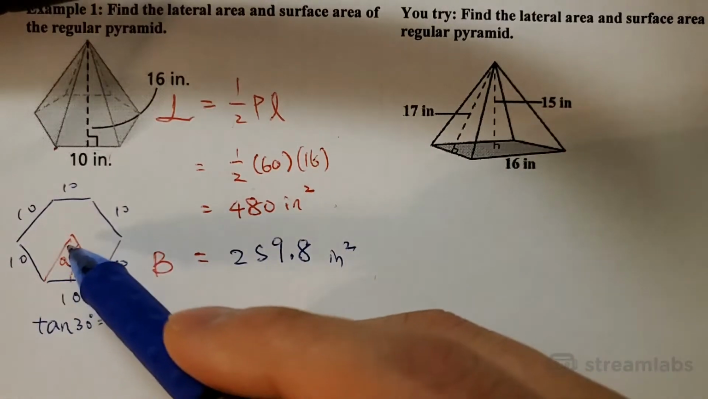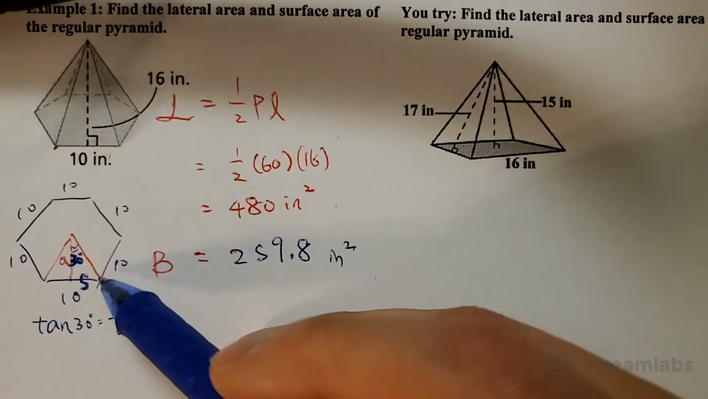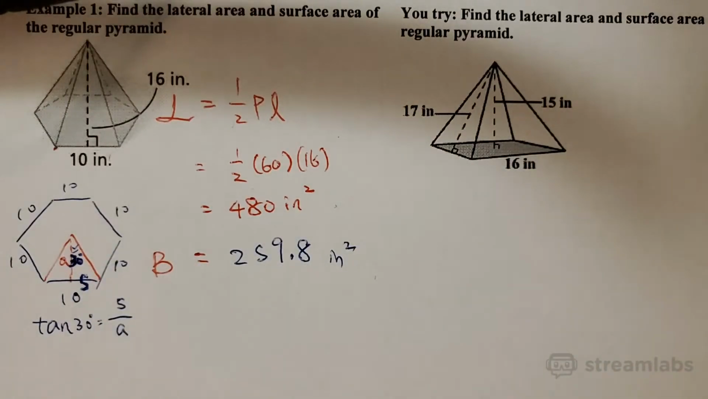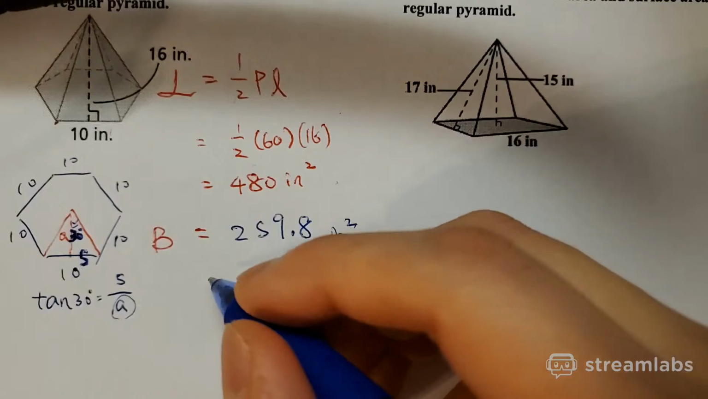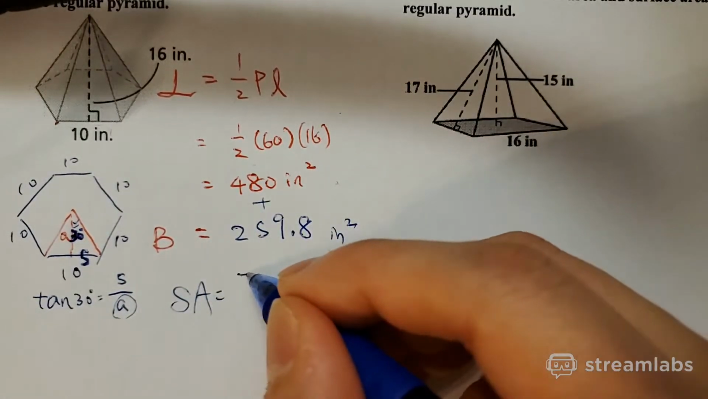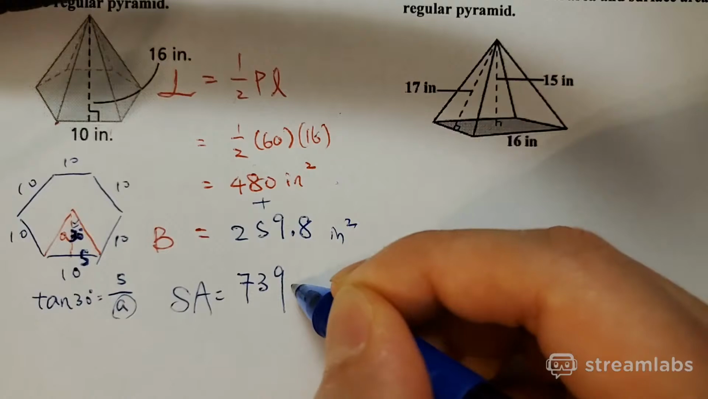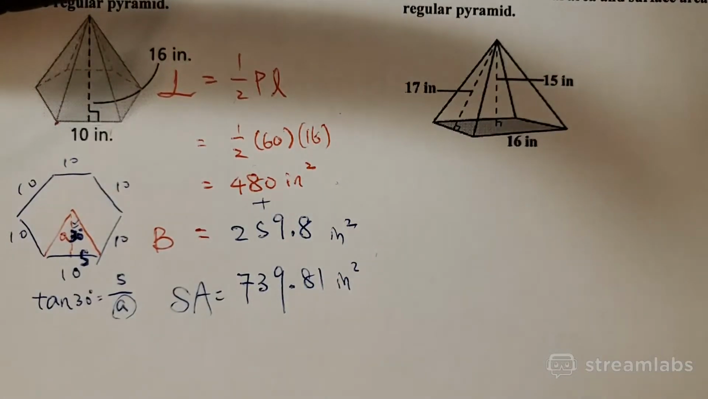If you forget, you have to find the area of a triangle first, and then times by 6. And to do that, you have to first find the bottom, and we've done that many times, right? Once you find the base, you just add them up. So the surface area will be these two added together, which is 739.81 inches squared.